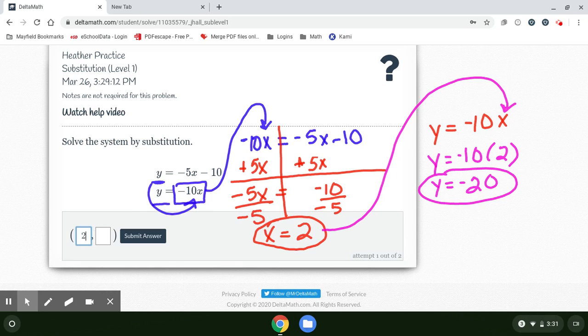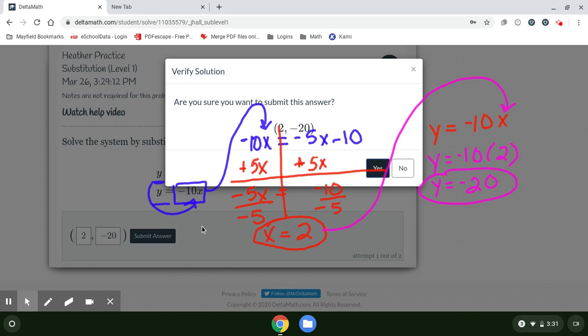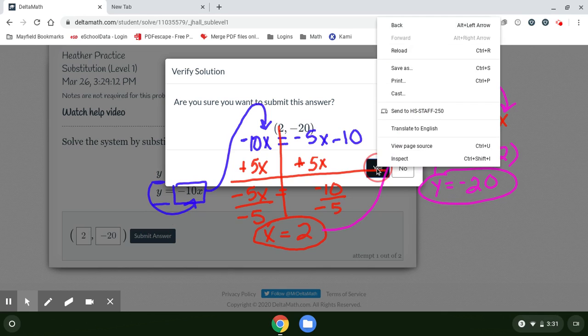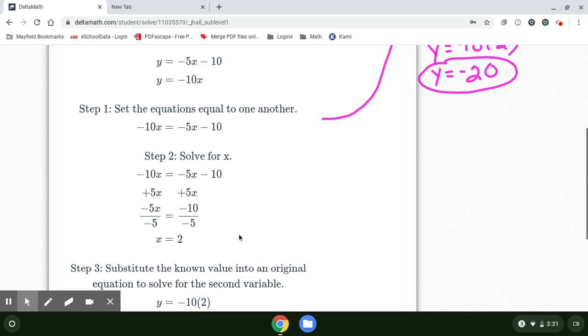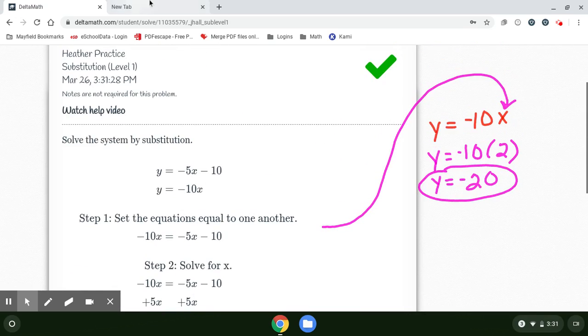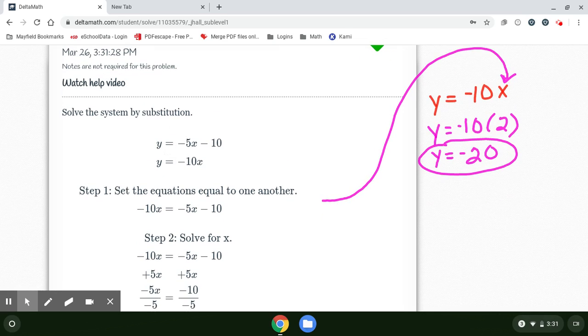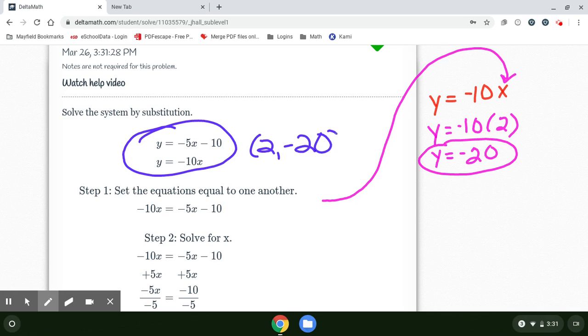So now I have my two coordinates, which are 2 and negative 20. So 2, negative 20. And that's where my two equations would intersect. Now, just to show you, if I actually graph these two lines right here, they should cross at 2, negative 20. If you want to see, I'm going to graph them using GeoGebra. Otherwise, you can stop this video.